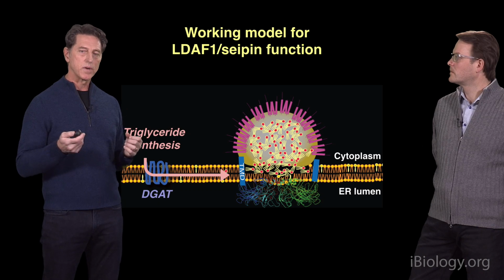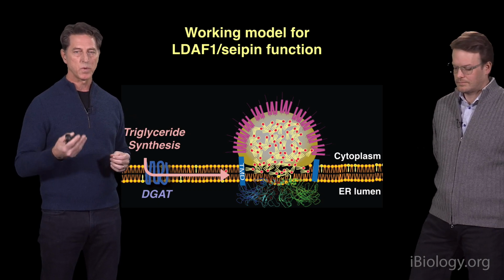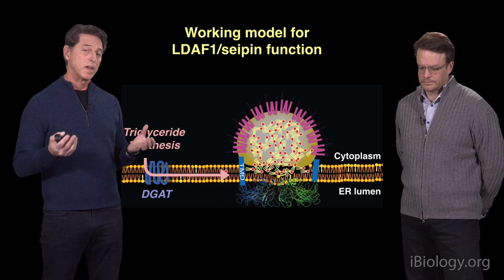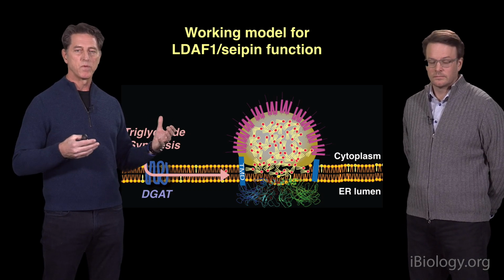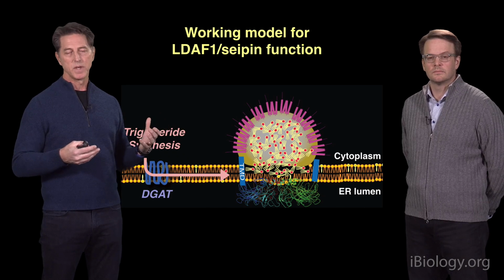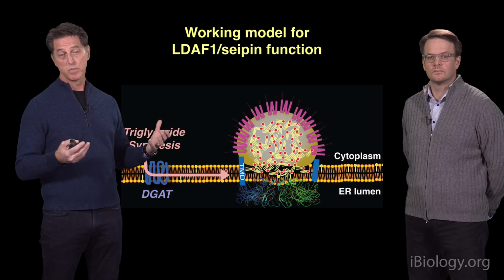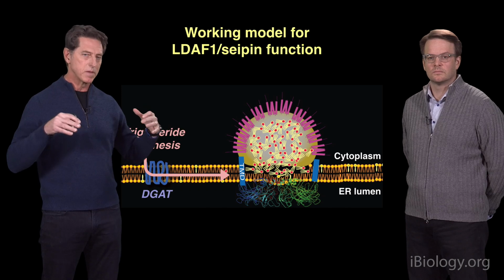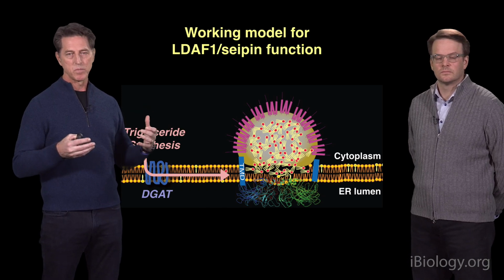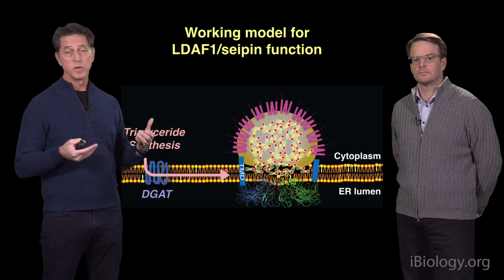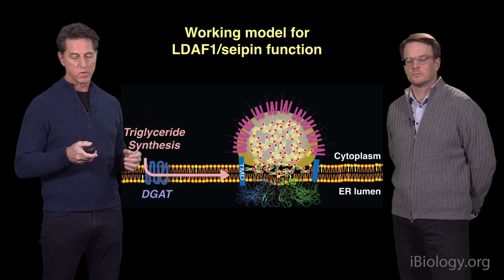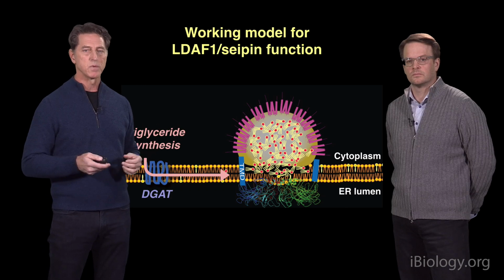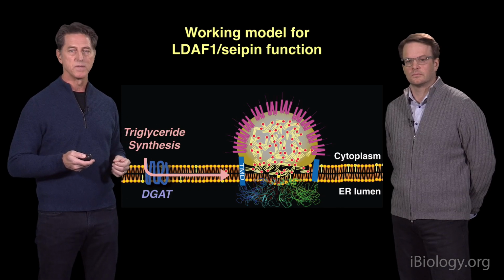So that's the current model, and obviously this model will require further testing. And one other aspect of this model is that, as Toby mentioned before, there are domains of seipin that appear very similar to lipid binding domains. So it may be that this complex also has some role in directing lipid trafficking, whether that be neutral lipids or phospholipids, during the formation of lipid droplets. That also remains to be further tested.